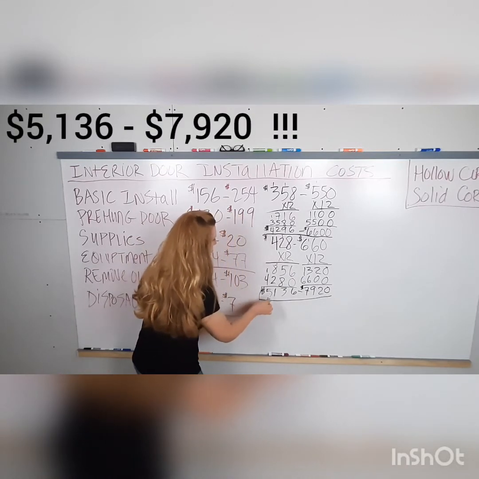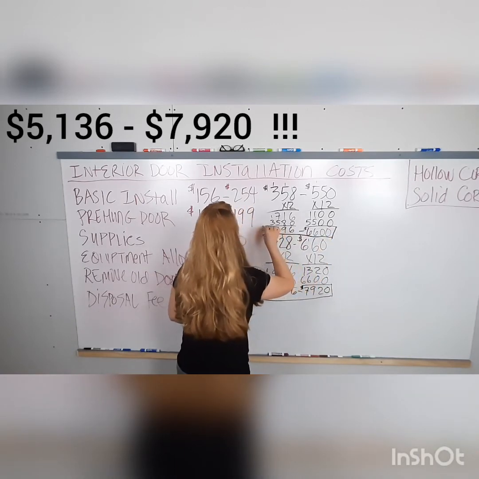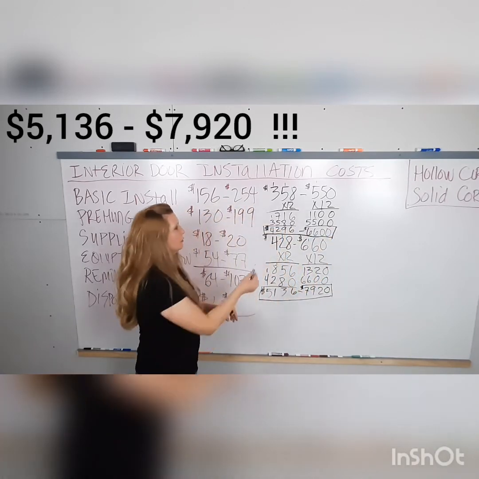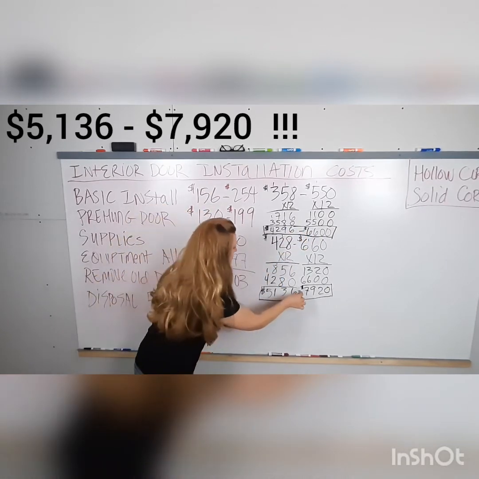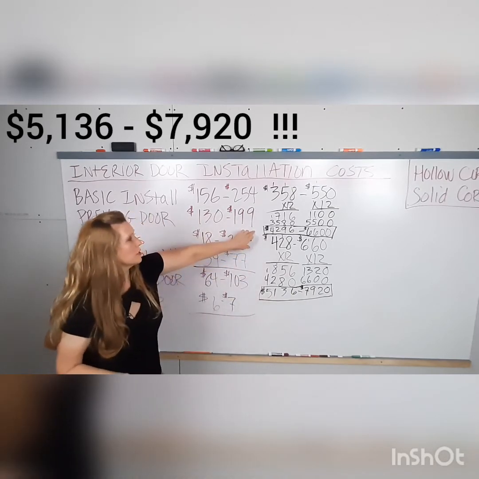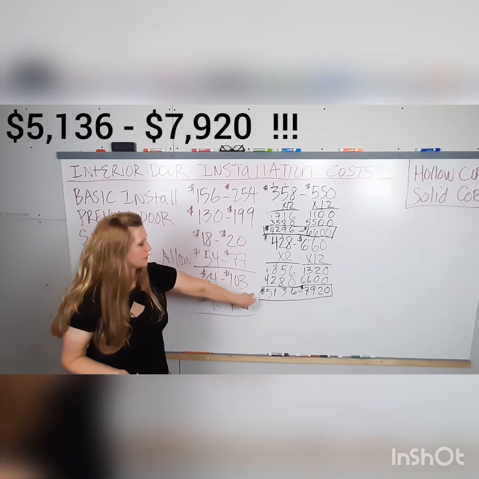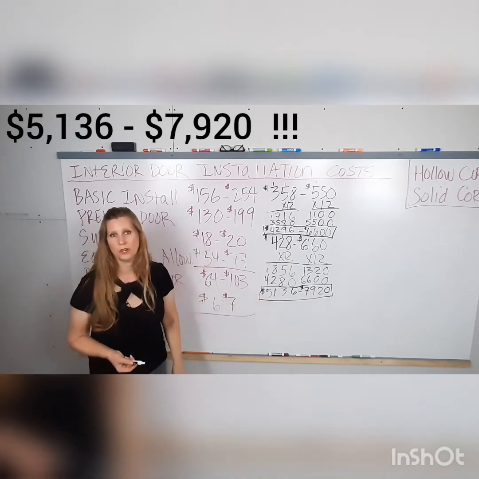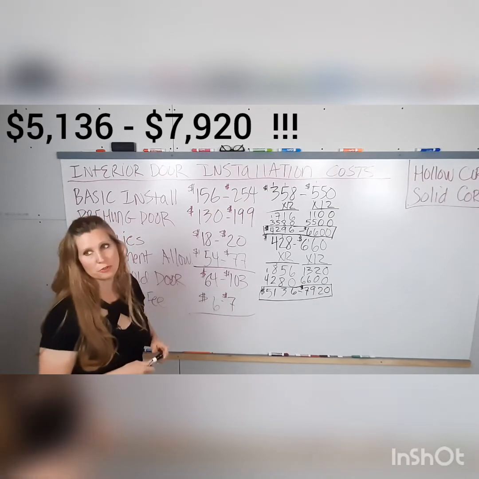Wow. Here's what we'll do. I should have used a different color here to make that stand out a little bit. There we go. So look at that. $4,296 to $6,600, or $5,136 to $7,920. That's a lot of money to just do your doors.